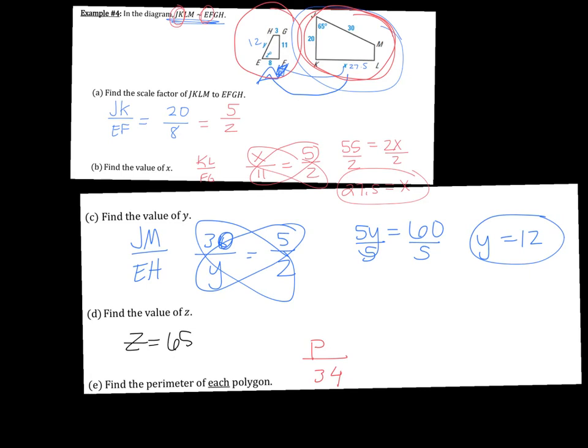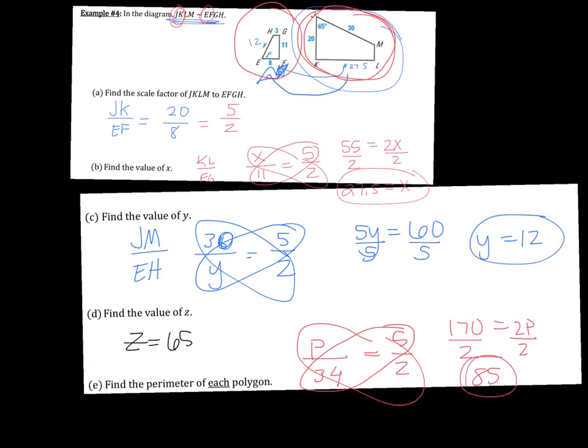So I did the ratio of the perimeter of the polygon on the right to the perimeter on the left, equals my scale factor. And then I'm just going to solve this proportion. I cross multiply, and so I have 34 times 5, which is 170, and then P times 2, so 2P. I'm going to divide both sides by 2. And so 170 divided by 2 is 85. And so my perimeter of JKLM is 85.